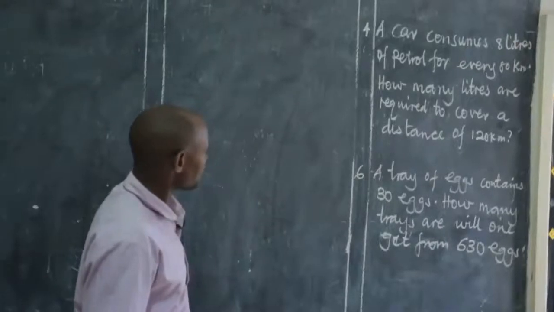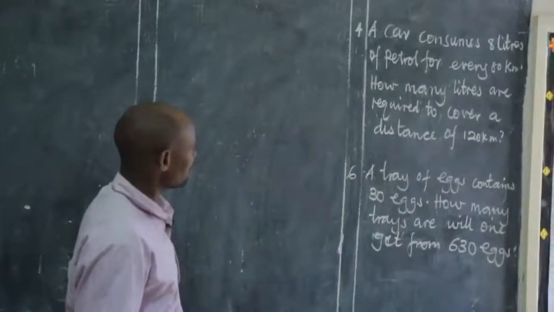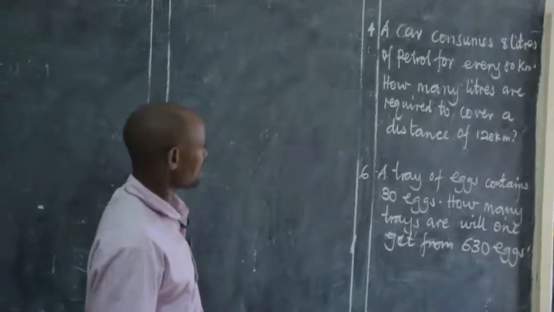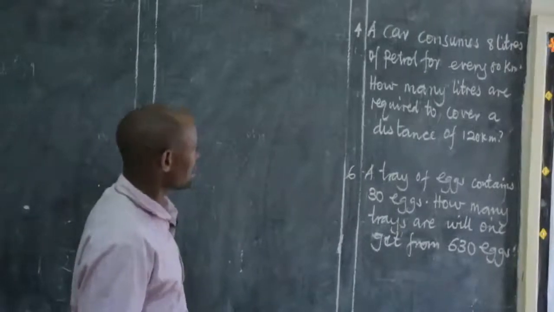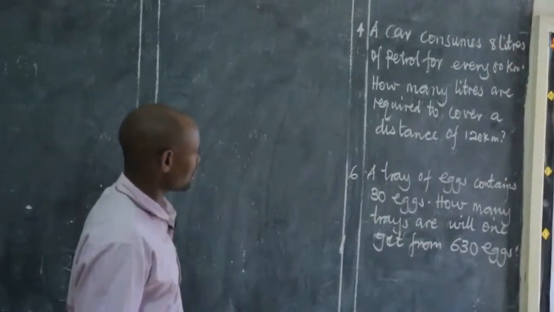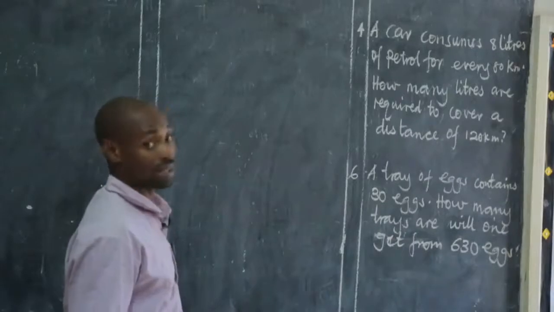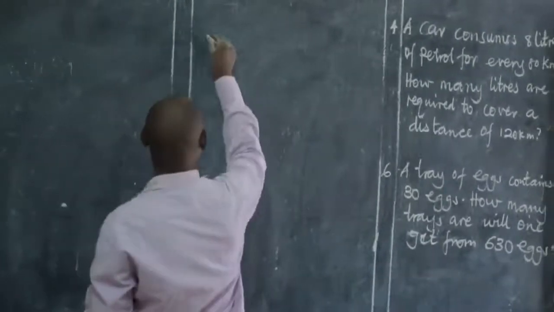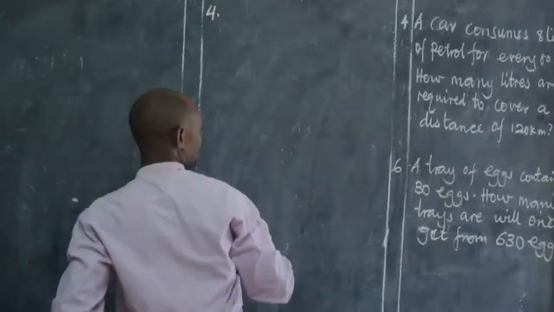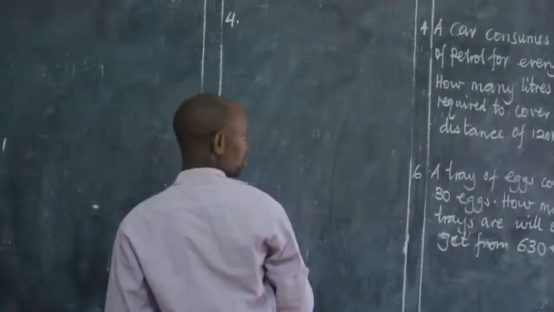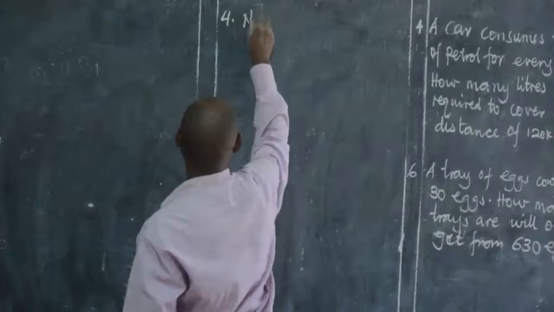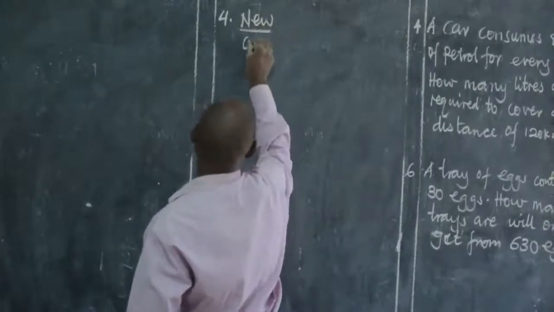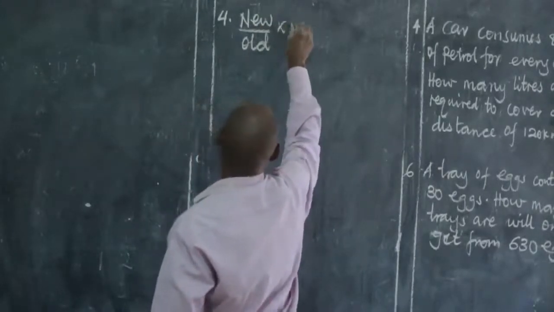Number 4 says a car consumes 8 liters of petrol for every 80 kilometers. How many liters are required to cover a distance of 120 kilometers? I told you here, you can use the formula method or the other proportions. So here we can say new out of old, then times the quantity.